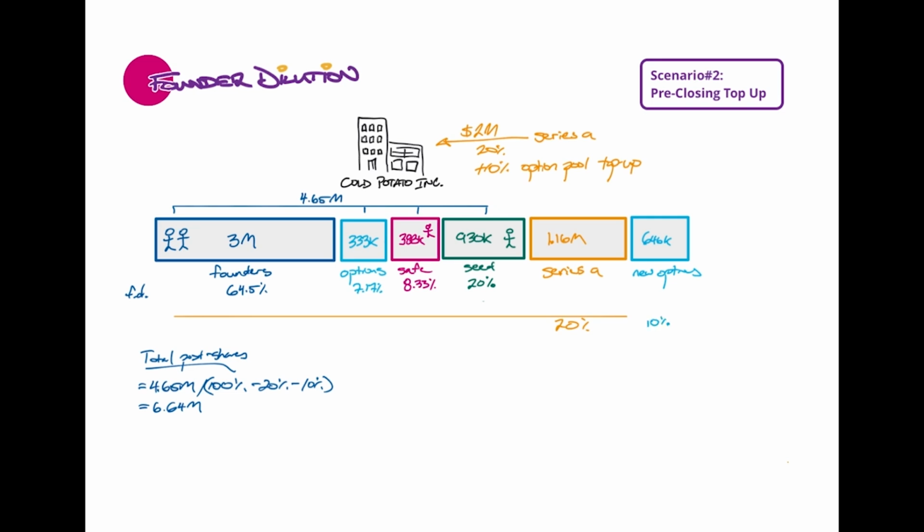And now we can just calculate the fully diluted ownership percentages, which are 10% for the new option pool, 14% for the seed investors, 5.83% for the SAFE investors, 5.02% for the old option pool, and then for the founders it falls to 45.15%. Now, if you recall from the previous example, the founders actually owned 46.44% if the option pool increase happened after closing, meaning the founders will be diluted by more than 1% if the option pool increase happens before closing.